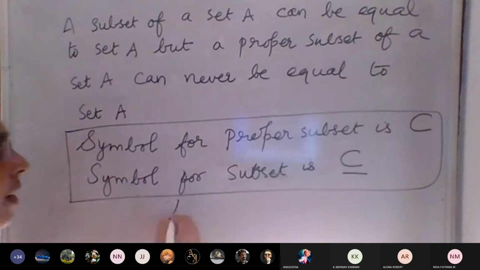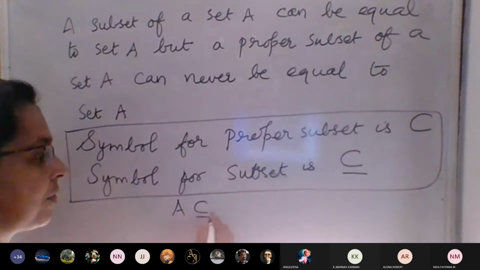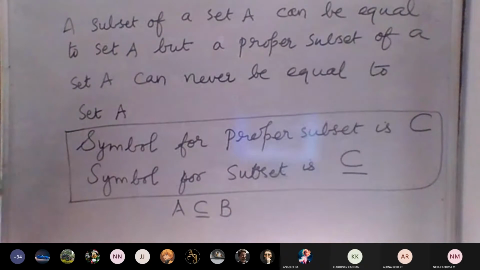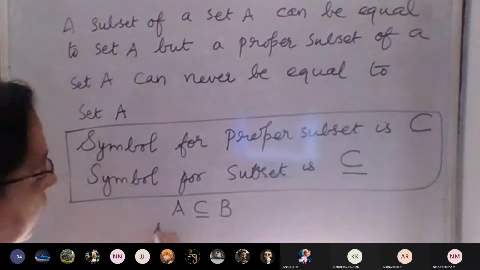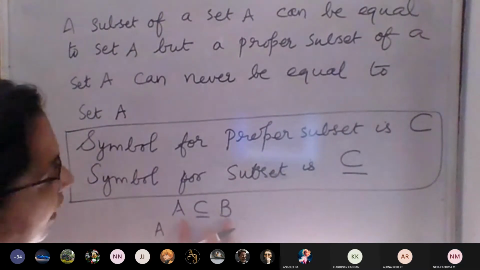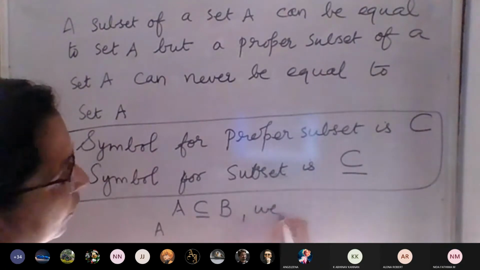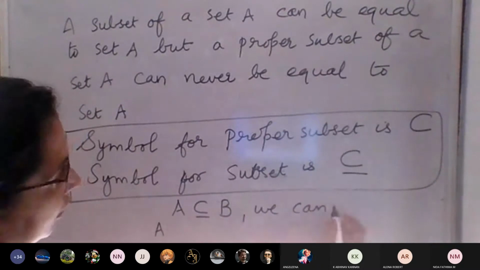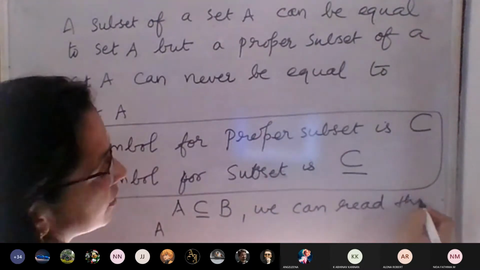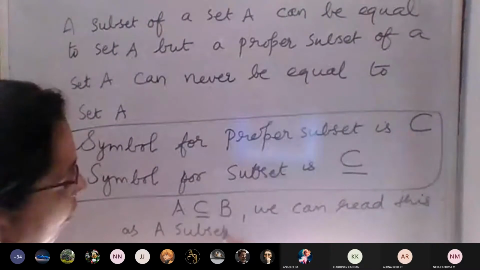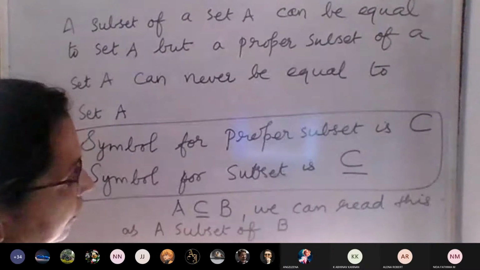Okay. So A, this one, B. How can we read this? A is a subset of B. Write down A like this. Below that, write this. Once again you write. We can read this as A subset of B.